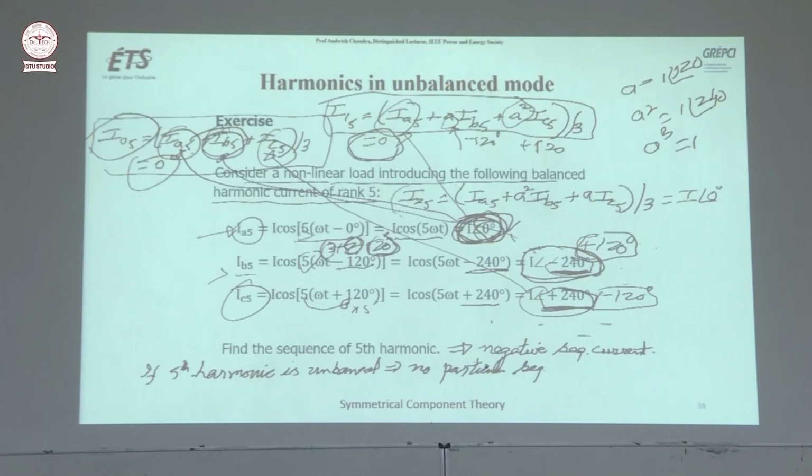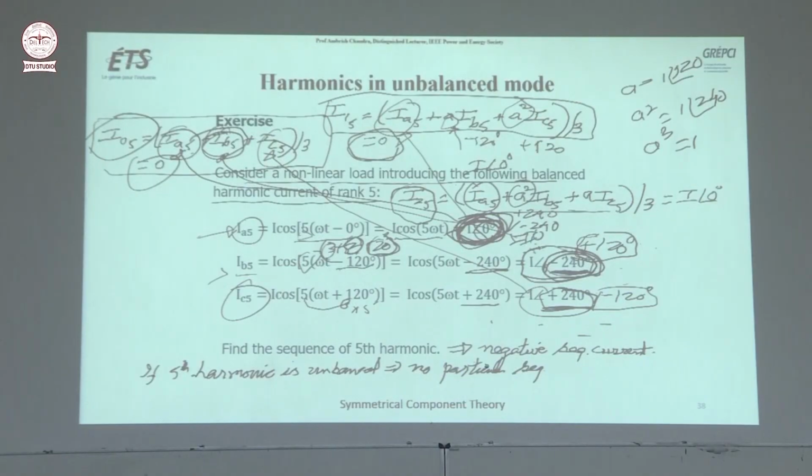Now you calculate this negative sequence with this equation. Okay, let us check it. IA5 is this one, I at 0 degree, right? So this is I at 0 degree. A squared is plus 240, and this is minus 240 plus 240, minus 240 again, 0 degree, right?